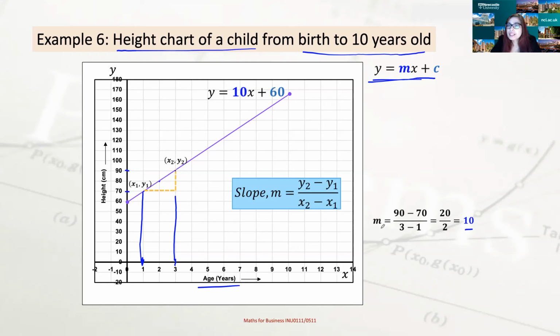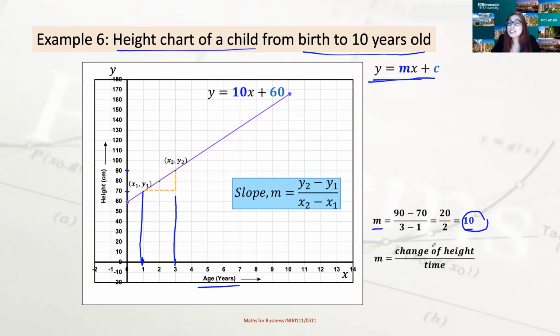So what is the physical meaning of this term, m is equal to 10? What does this mean for this example? For this example, I have the age of the child on the x-axis and I have the height of the child on the y-axis. What is the physical meaning? What do I understand by this number 10? What does it actually represent? For a lay person, what does this mean? He or she is given the height chart of a child from birth to 10 years. What does he or she understand from this?